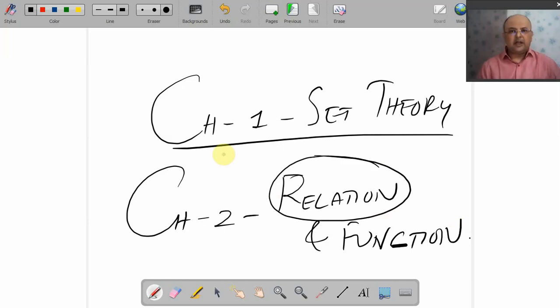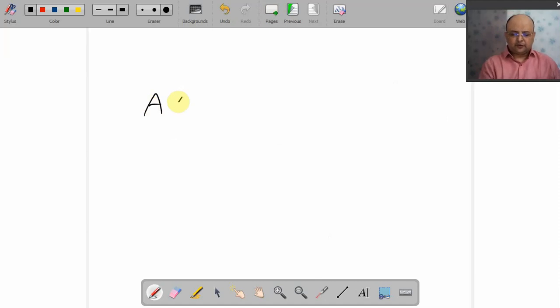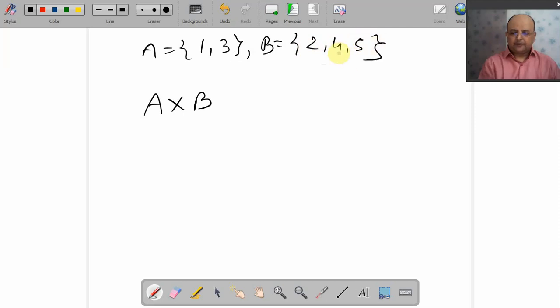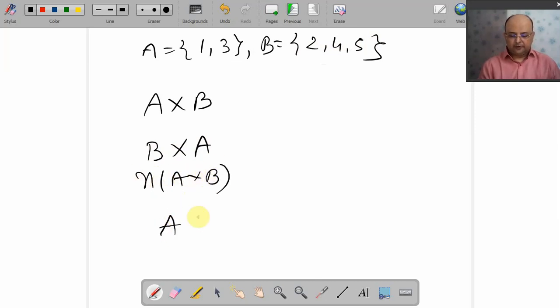But I have already started with the concept of relation, which depends on cross product. So my dear friends, you will remember what is cross product A cross B. Let me give you one line example. What is A cross B? If your A is 1 3 and B is 2, 4, 5. Let me give you this as homework. What is B cross A? What is n of A cross B? How many subsets does your A cross B have?